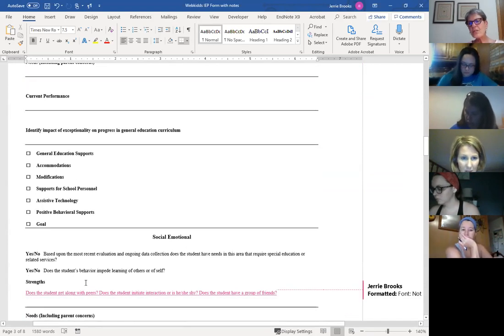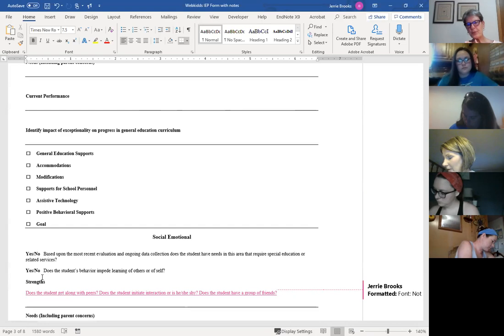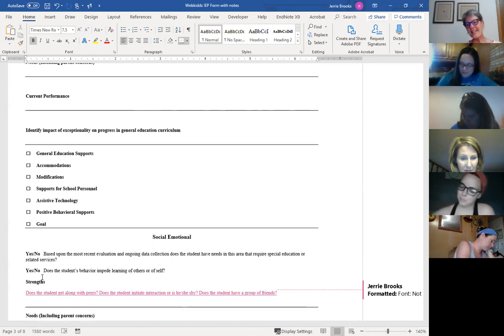Okay, social emotional. How do the kids get along with their peers? Can they work in groups? When they're picking peers to be on a team, are they the last one chosen? If they're the last one chosen, don't write that, but think about that. And how can you say that nicely so that it's not going to hurt mom and dad's feelings?